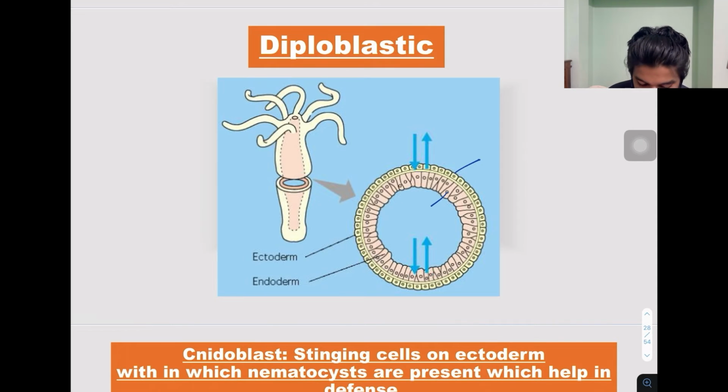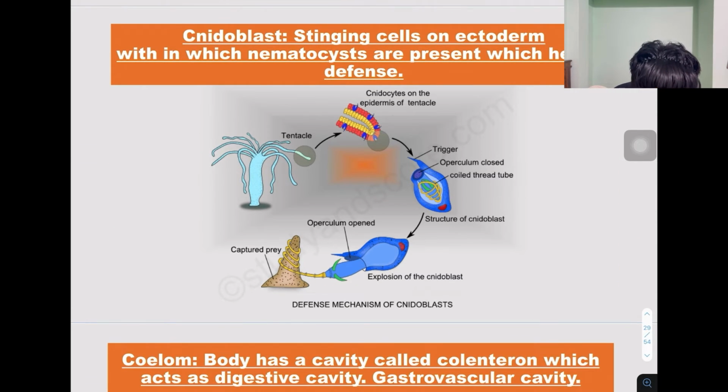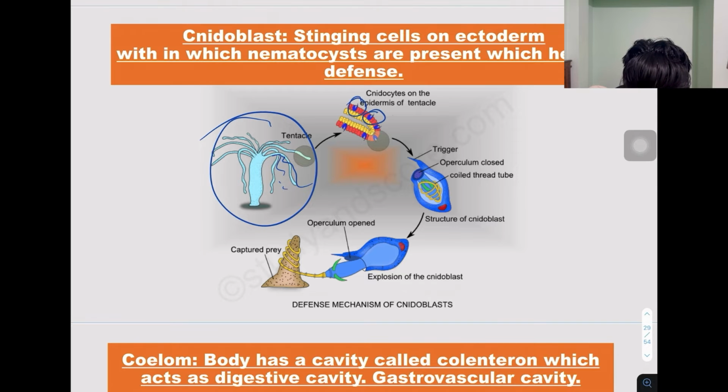Then coming to the special structures called cnidoblasts. See here, this is a coelenterate by the name Hydra. On its tentacles, a number of cnidoblasts are present. Within the cnidoblast, a nematocyst is present. Within the nematocyst, the cnidocyst is present. This entire structure is the cnidoblast. These help to attract and capture the food particles or the prey. Hence they are called Cnidaria.